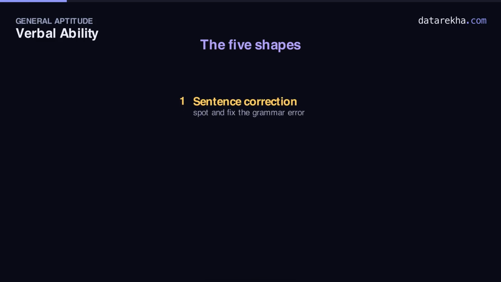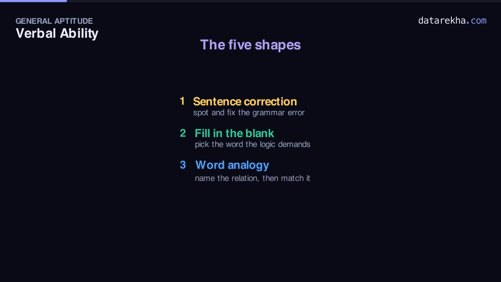Almost every verbal question is one of 5 shapes. Shape 1, sentence correction. You are handed a sentence and you spot the grammatical slip, then fix it. Shape 2, fill in the blank. A word is missing, and the logic of the sentence decides which one belongs. Shape 3, the word analogy. Two words are related in some way.